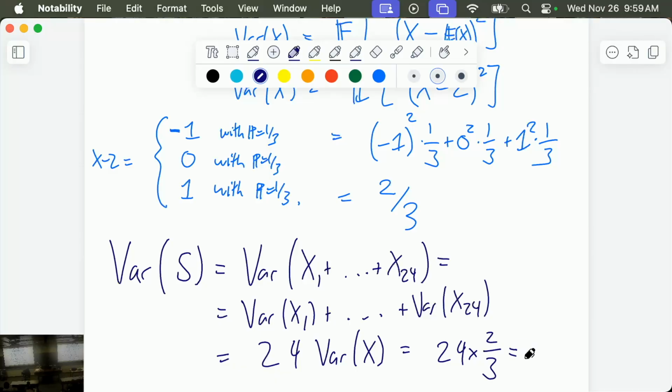And look at that. The numbers work out nicely. 24 divided by 3 is 8. So 8 times 2 is 16. So the correct answer is 16. That's what we're looking for.